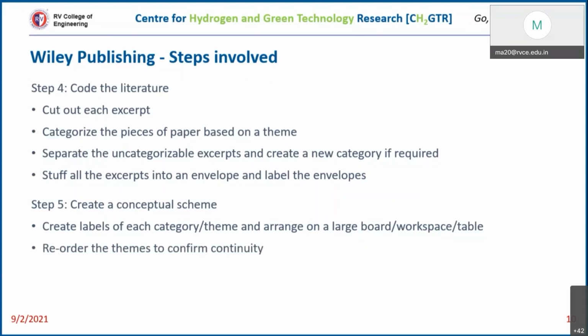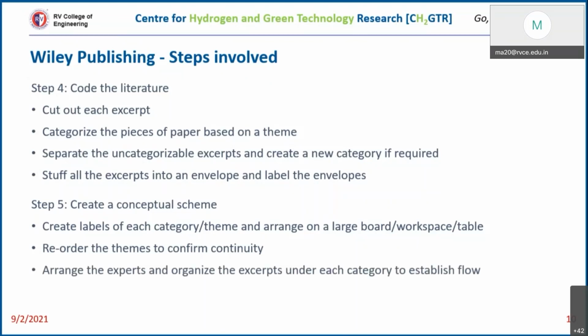and you will end up reordering these categories to confirm continuity. And there could be cases where under a category, say you have 6 to 10 excerpts, the order in which you are going to present those excerpts might also change. So that reshuffling should take place all the time. You have to make sure that there is continuity and there is a flow in the information that you are presenting. So all these things you are doing physically based on the pieces of paper that you have collected.